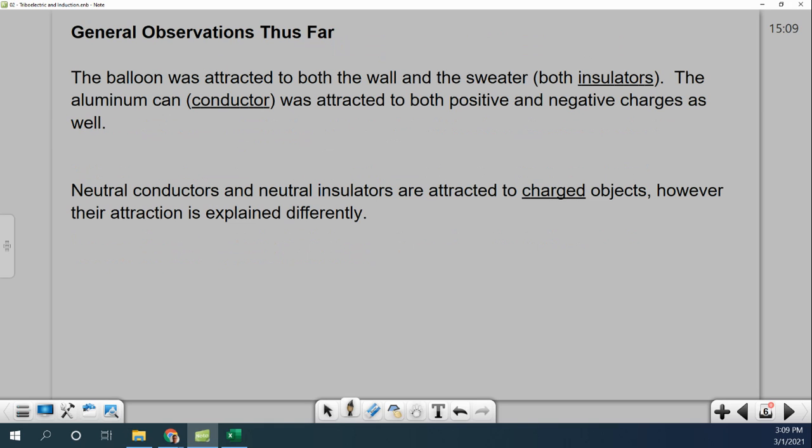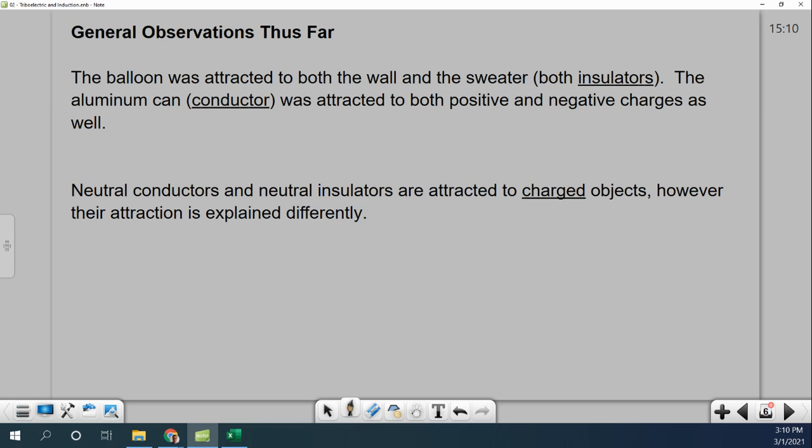All right, so let's go over general observations. What did we notice so far? When we're talking about the balloon and the sweater, it was charged up, and it was attracted to both the wall and the sweater, which are both insulators. It's a little weird, right? It's being attracted to insulators. That kind of makes sense, I guess. But the aluminum can, and aluminum's a metal, it's a conductor, was attracted to both a positive and negative charge as well. So it doesn't matter if you are a conductor or an insulator, neutral stuff is attracted to charged stuff, no matter what the nature of those objects are.